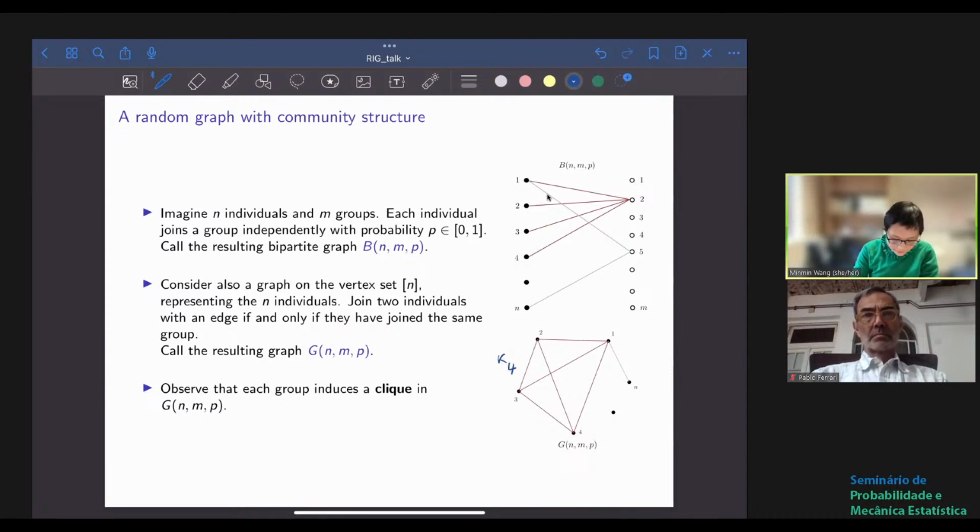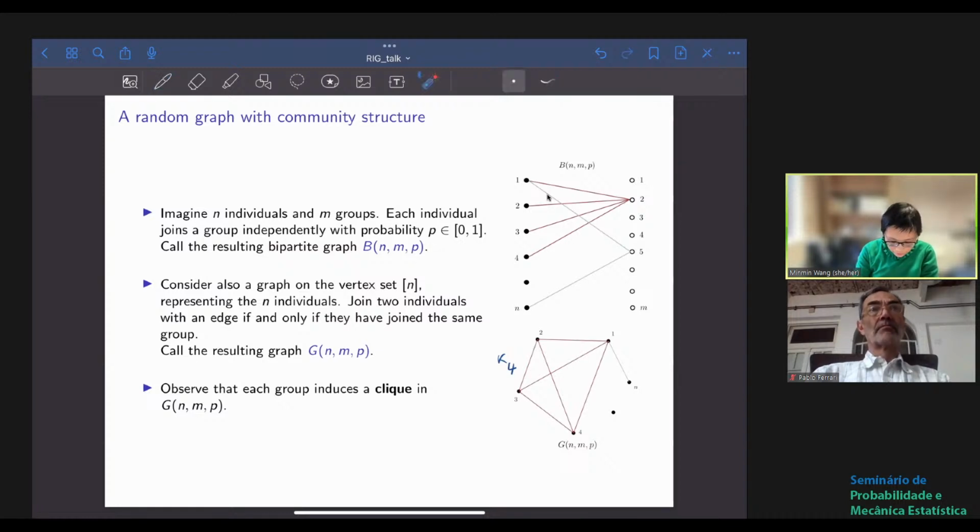This example shows that each group will induce a copy of the complete graph inside the random intersection graph. In graph theory this is also called a clique, a copy of a small complete graph. So this is the model I'm interested in.